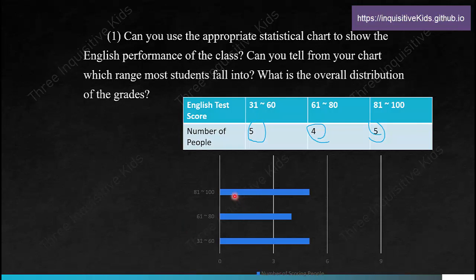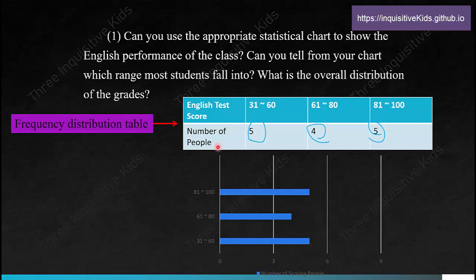Then after, I would make the bar chart, which over here I made the values of 0, 3, 6, 9 by 3s because I thought that would cover most of the space I needed. Then there was 81 to 100 in all these ranges and how many people graphed onto here. And then you can really see the comparison, which is these are both 5s and this is 4.